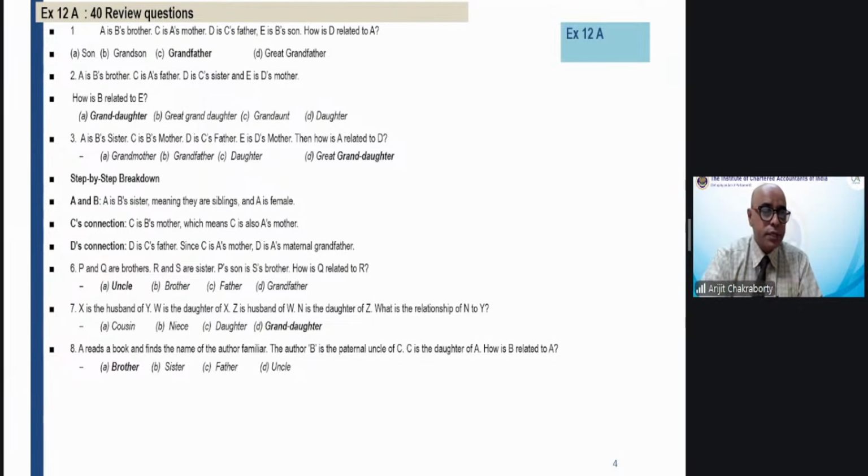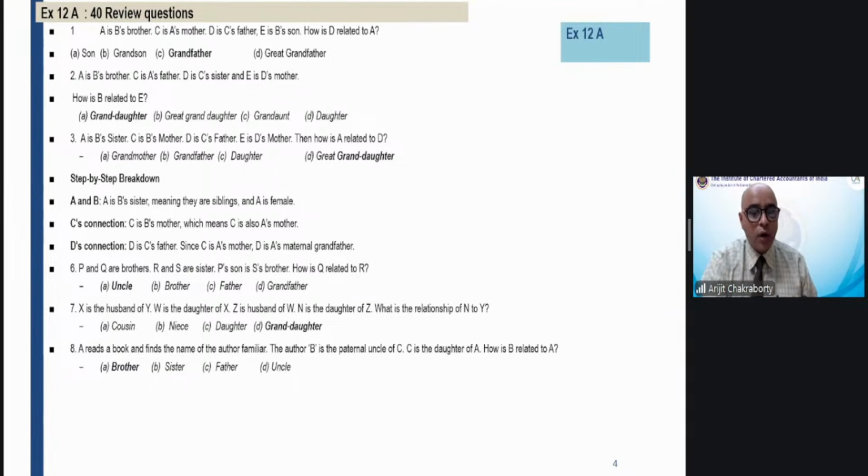Next step is C is the daughter of A. It is given that C is the daughter of A, which means C is female. And now we can see the other relation: the author B is the paternal uncle of C, and parallelly, C is the daughter of A. Which means A and B are brothers, they are siblings, and A's daughter is C.